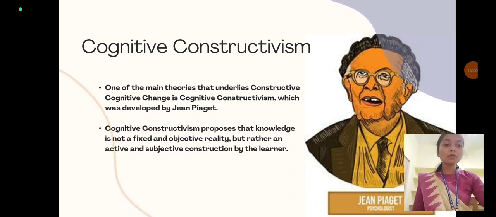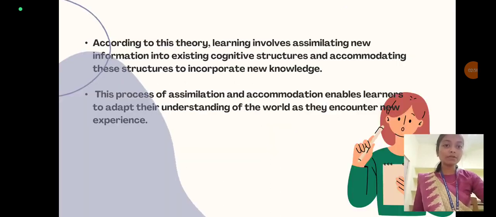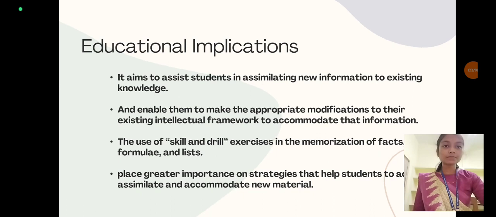So it proposes that knowledge is not a fixed and objective reality, but rather an active and subjective construction by the learner. So according to this theory, learning involves assimilating new information into existing cognitive structures. So this process of assimilation and accommodation enables learners to adapt their understanding of the world as they encounter new experience.